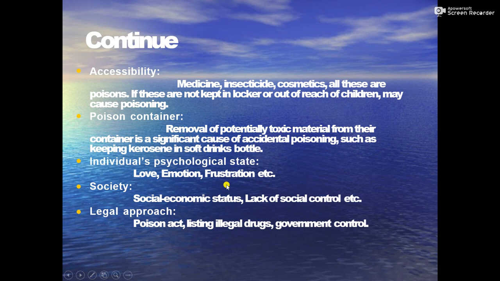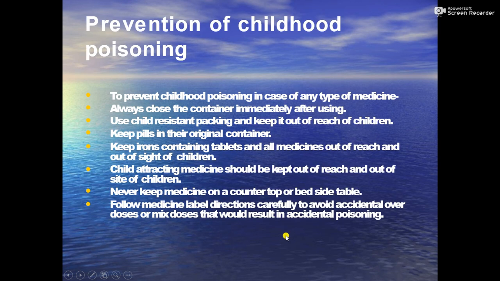Individual psychological state is also a contributing factor, for example when someone is in love, emotional or frustrated. Another is society: socio-economic status and lack of social control are also leading factors of poisonings. Legal approach is another factor, such as the Poison Act, listing of illegal drugs and government controls.